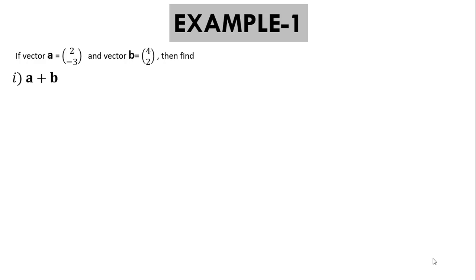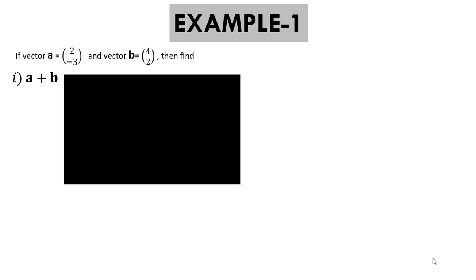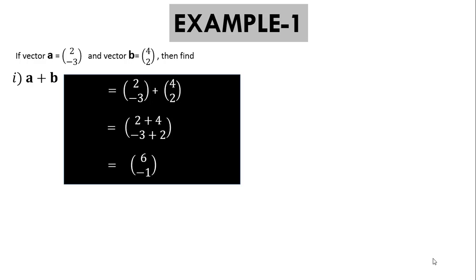Now what we have to find? Number 1, find the addition of the two vectors A and B. So how we are going to add it, students? We are going to add the x component with the x component, that is 2 plus 4, which is going to give us 6, and the y component with the y component, that is minus 3 plus 2, which is going to give us minus 1.